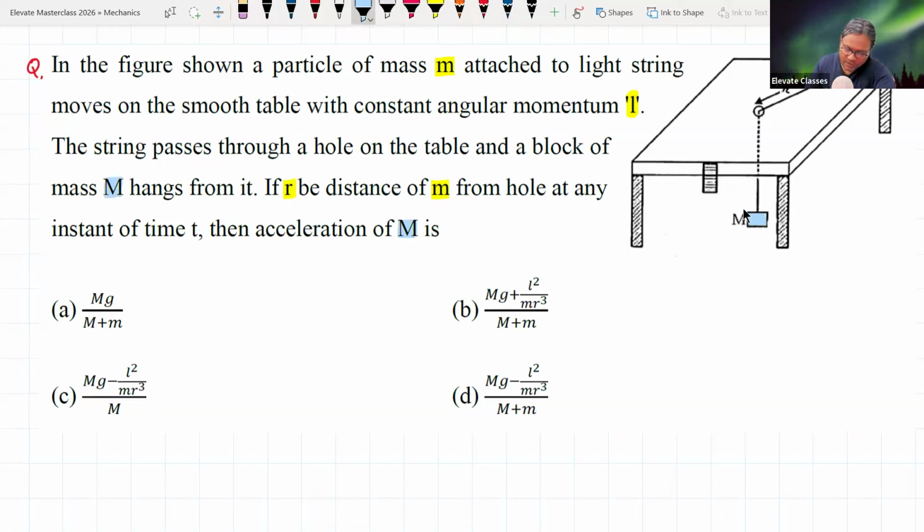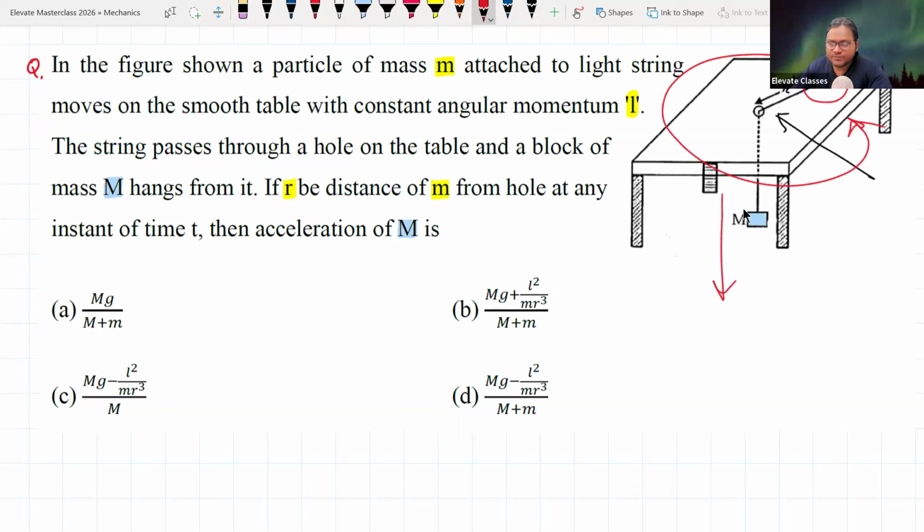Do you understand what is happening? There is a table, there is a hole in the table here, and two masses are tied with a string. One mass is going around in a circle on the table, that is creating some sort of a force, centrifugal force. Other mass is being pulled downwards. So what is the effective acceleration of the larger mass? Are you understanding what is happening in the question?